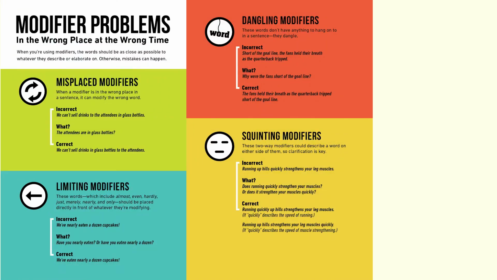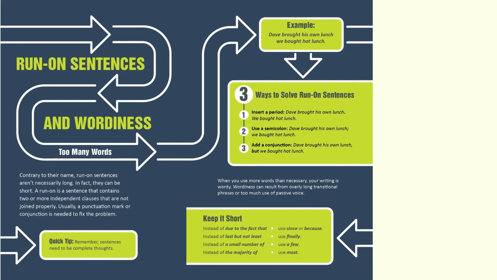Modifier problems. In the wrong place at the wrong time. When you're using modifiers, the words should be as close as possible to whatever they describe or elaborate on. Otherwise, mistakes can happen.